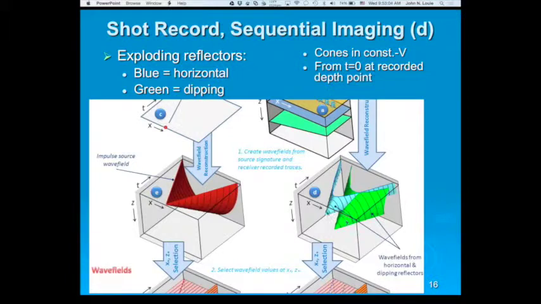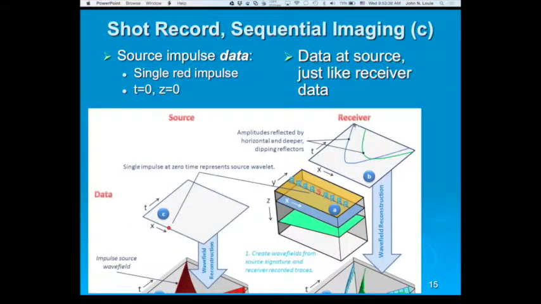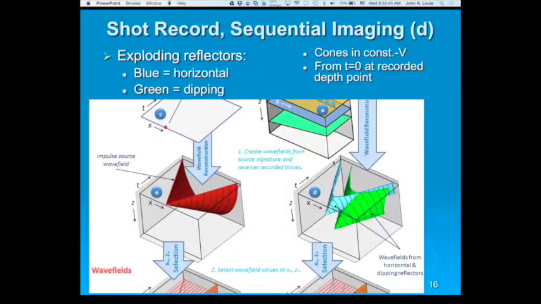Now, where are the points? I believe Sava and Hill don't say, but I believe that on the flat reflector, this point is directly below the source. So that would be the normal reflection point from that source. And this one would be the normal reflection point from the same source, and it's not directly under the source because it comes from a dipping reflector. That's a very natural explanation of how you have these hyperbolas, and when you reconstruct the cones, that's what you get. And all you have to do is reconstruct the cone.